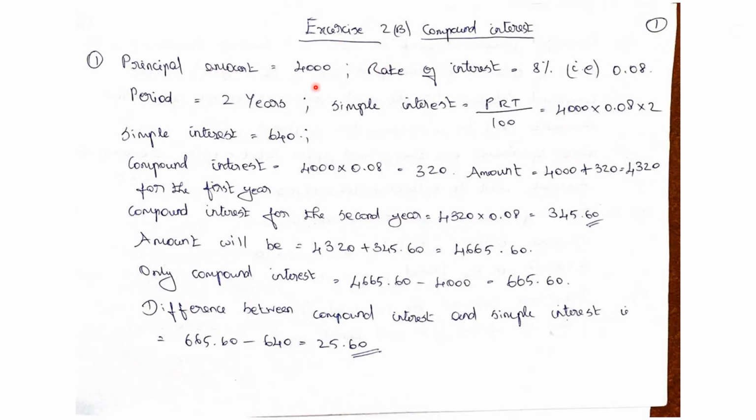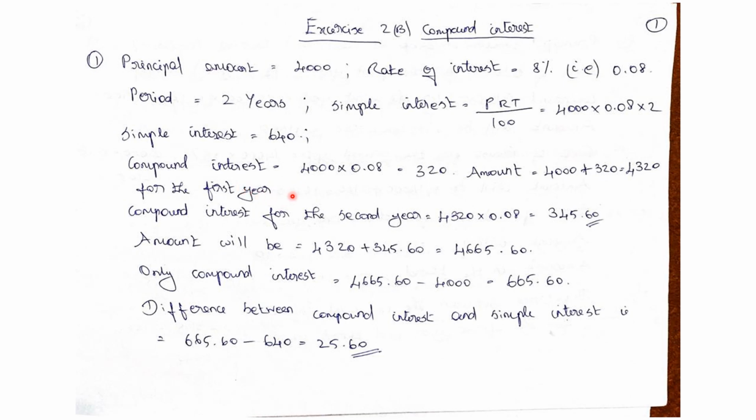Okay, principal amount is 4,000. Rate of interest 8%. 8% means it's nothing but 0.08. Period 2 years. First, we need to calculate the simple interest. Simple interest formula is PRT by 100. So 4,000 into R by 100. You can write it as 8 by 100 or 0.08, into time period 2 years. Okay, so the simple interest is 640.